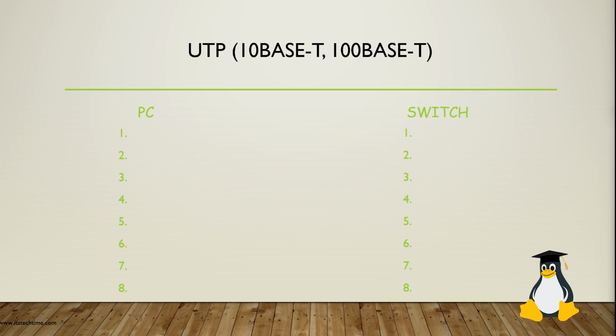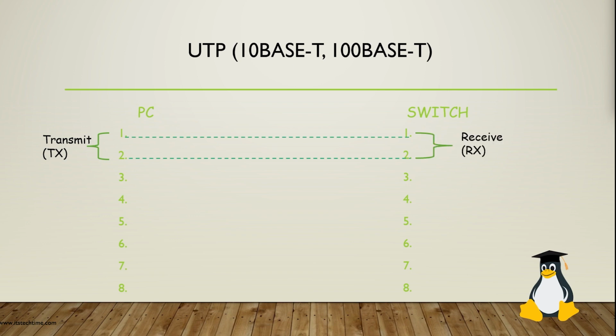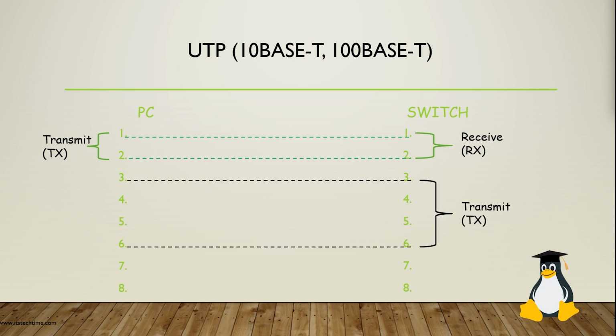So let's say that we're going to connect a PC and a switch. The PC will be using wires 1 and 2 to transmit data, and the switch will be using wires 1 and 2 to receive data. They both will also be using wires 3 and 6. The switch uses wires 3 and 6 to transmit data, and the PC uses wires 3 and 6 to receive data. This ability for the PC and the switch to send and receive data at the same time using 2 separate sets of wires is called full duplex.